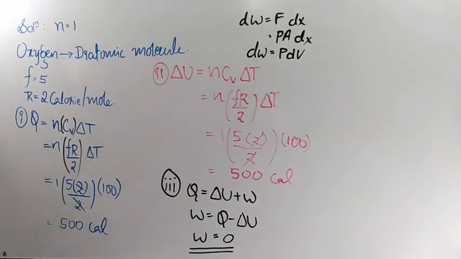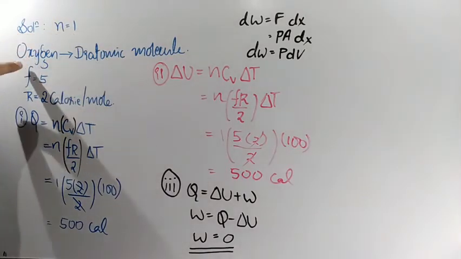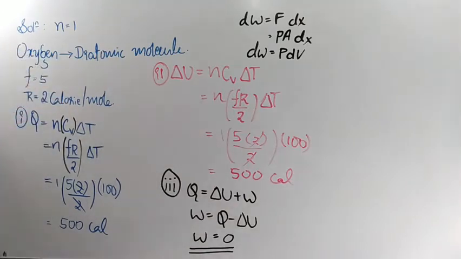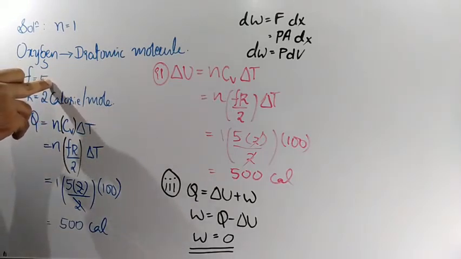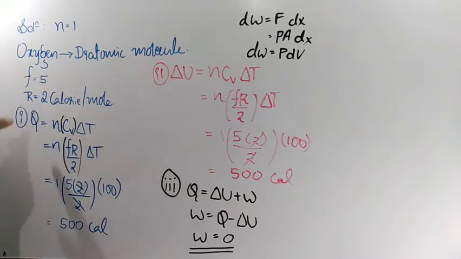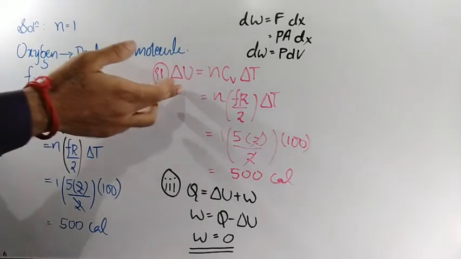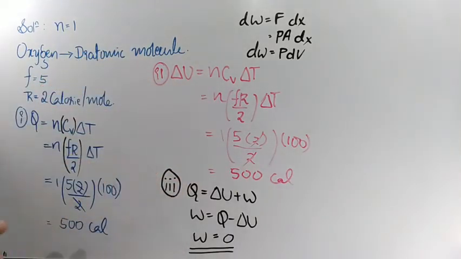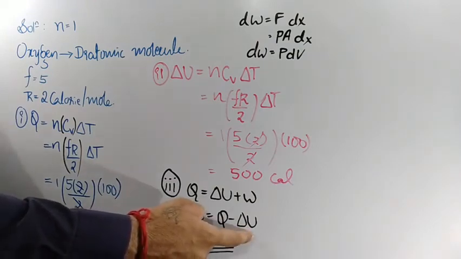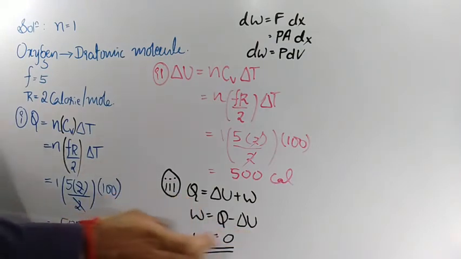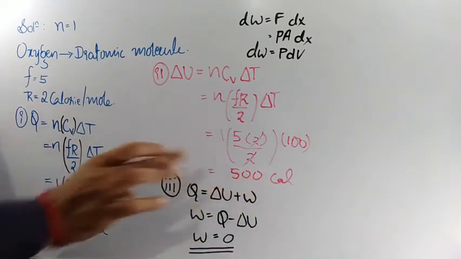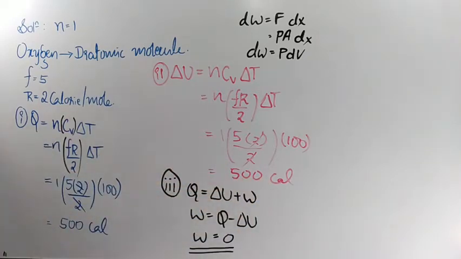Next question. Given is 1 mole of oxygen, and oxygen is a diatomic molecule, you have to remember. We had calculated the degree of freedom for a diatomic molecule, which is 5. R value is given in terms of calorie per mole, 2 calorie per mole. They are asking for Q, delta U, as well as work done. Q minus delta U: Q value is 500 here, delta U value is also 500, and 500 minus 500 turns out to be 0 calorie.